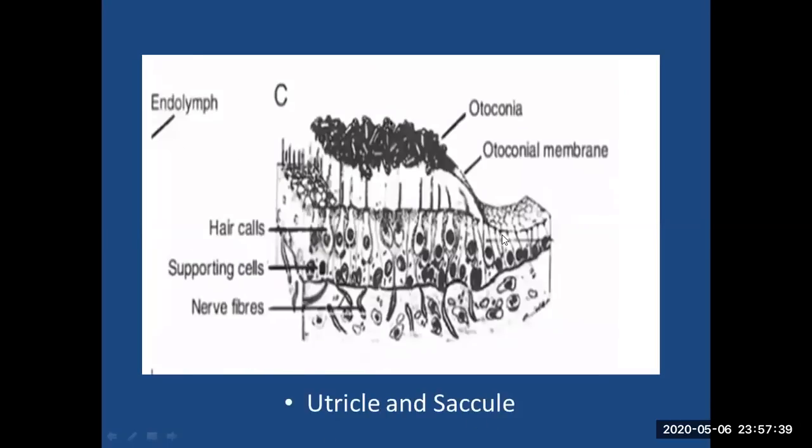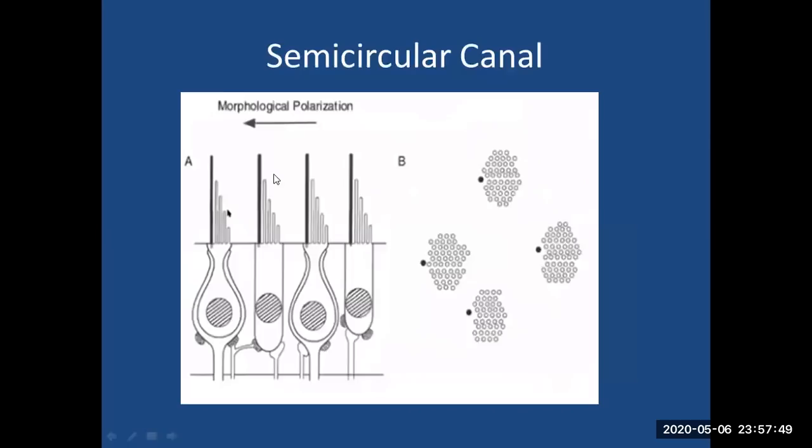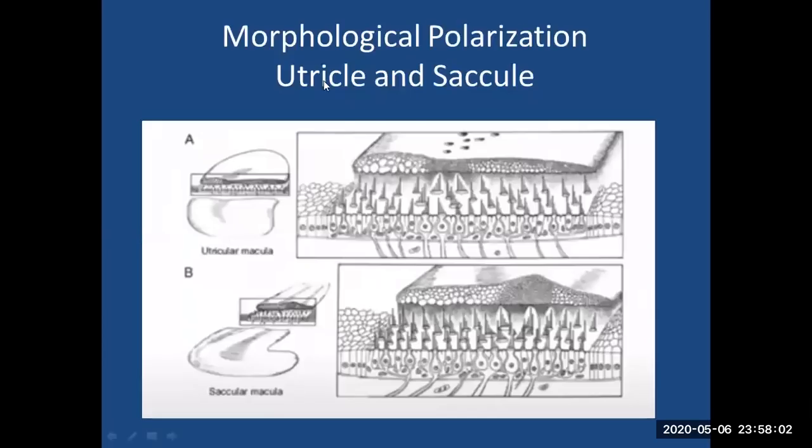In the utricle and saccule, the structures seen are the otoconia and the otoconial membrane. And these are the hair cells, supporting cells, and the nerve fibers surrounded by endolymph. In the semicircular canal, the morphological polarization is similar to this pattern: the longest kinocilium, then the stereocilia. And in the utricle and saccule, the pattern is different.